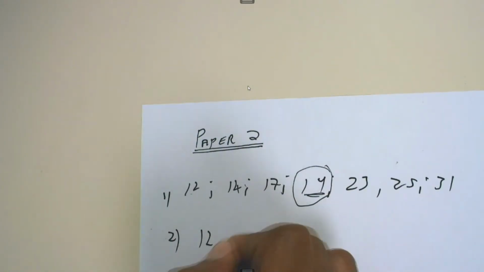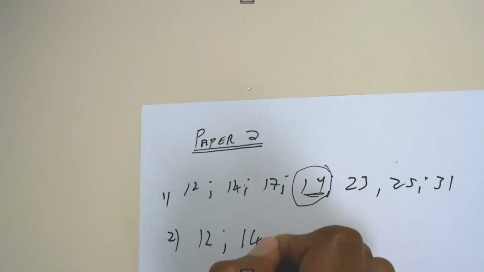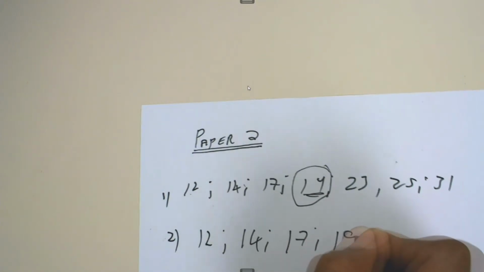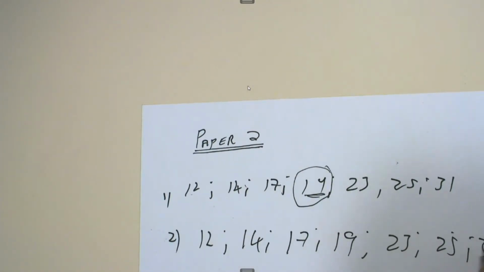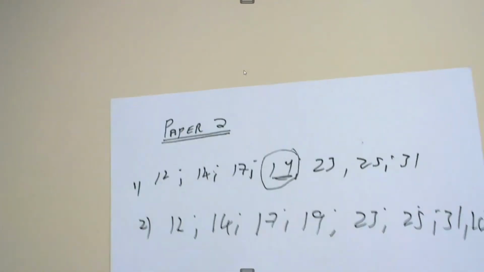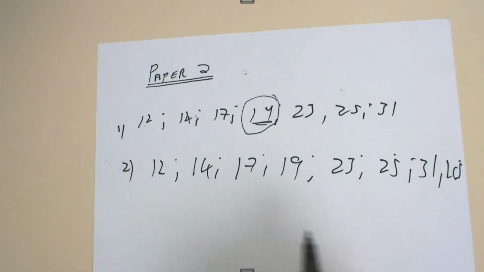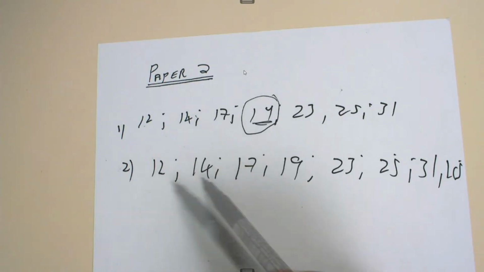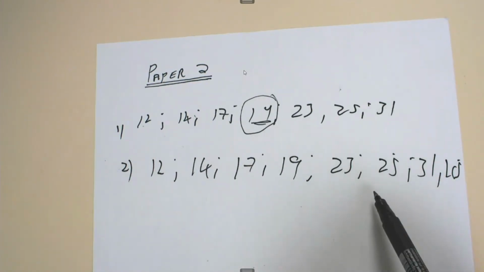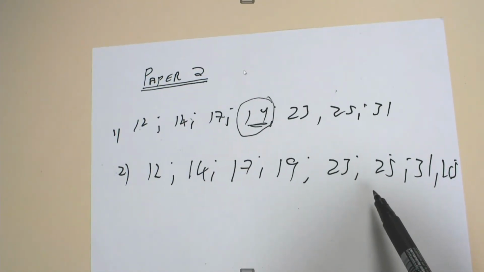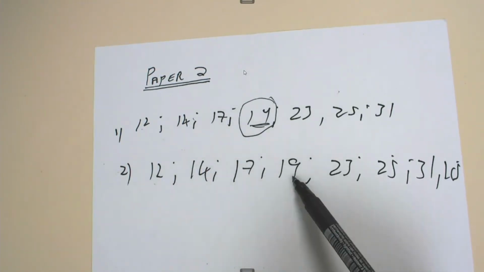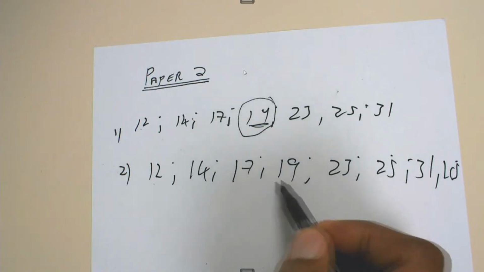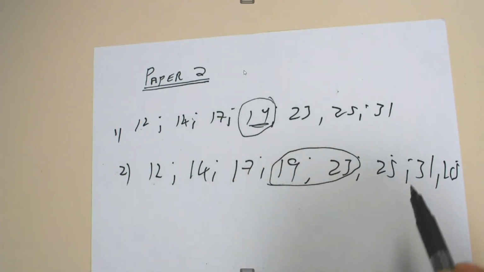When we have even, it will be 12, 14, 17, and 19, then we've got 23, 25, 31, then 45. Let me write it there. Now, how many scores do I have? 2, 4, 6, 8. I've got 8 scores now. Which one is the middle? Then I count 1, 2, 3, 4 this side, 1, 2, 3, 4 this side. So both of them here are in the middle.